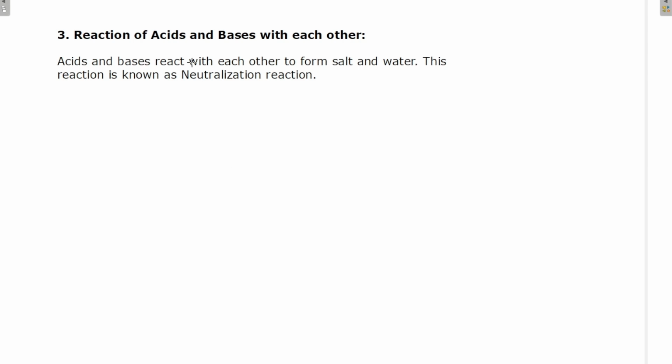There is a special name for this reaction, that is neutralization reaction. How do we define it? Acids and bases will react with each other to form the products salt and water. Here there is formation of products only salt and water. We call such type of reaction as neutralization reaction. In general, we can represent the equation as acid plus base. They react with each other to form products only salt and water.